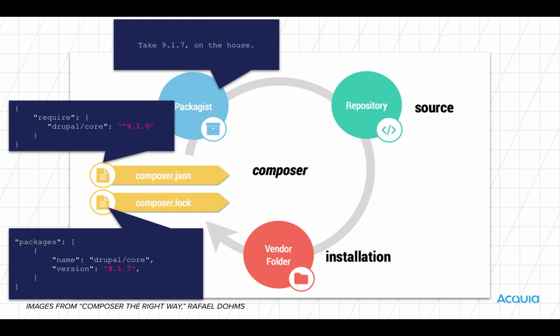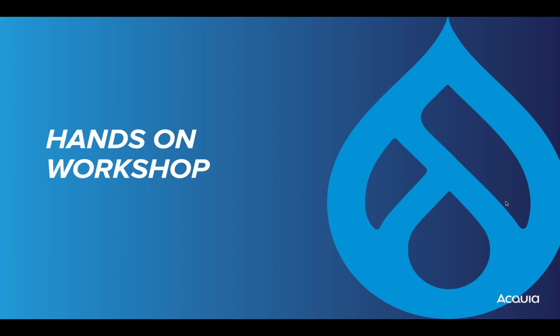Now in our composer.json file, we just gave it a rough parameter. We said we want something that's higher than this. The composer.lock file, which is generated by Composer, contains the specific and exact version numbers that we have.